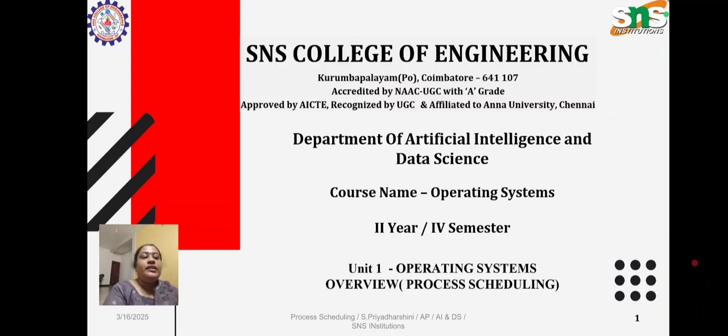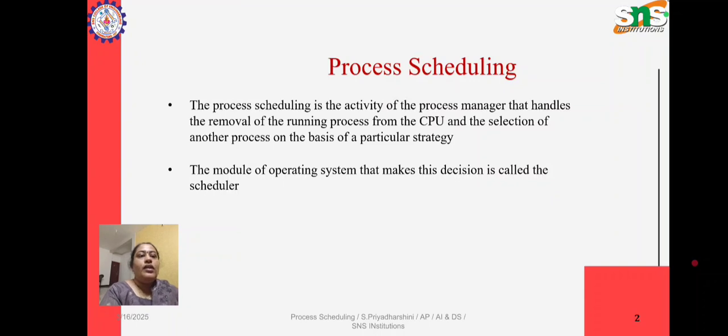So today we'll continue with the session Process Scheduling in Operating System. So what is process scheduling? Why is process scheduling needed? When we talk about process scheduling, it is the activity of the process manager that handles the removal of the running process from the CPU and then selecting another process on the basis of the scheduling algorithms. The module of the operating system that makes this decision is called the scheduler.